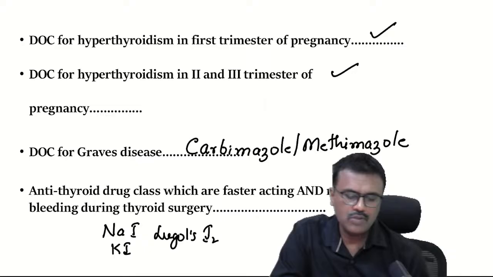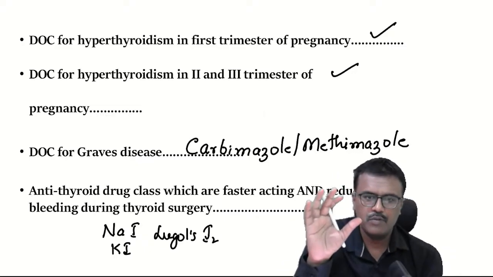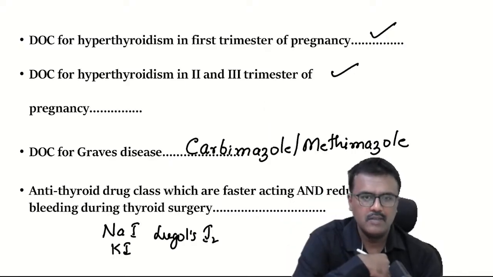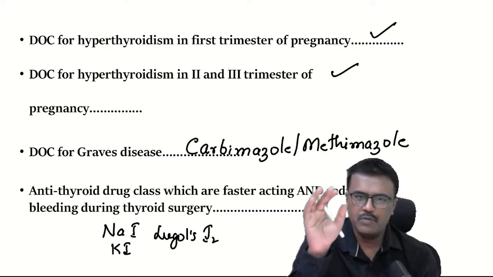Now, what are the drugs used during thyroid storm? In thyroid storm, we use steroids for overcoming the stress. We use beta blockers to prevent arrhythmias. And we use propylthiouracil to prevent the conversion of T4 to T3.